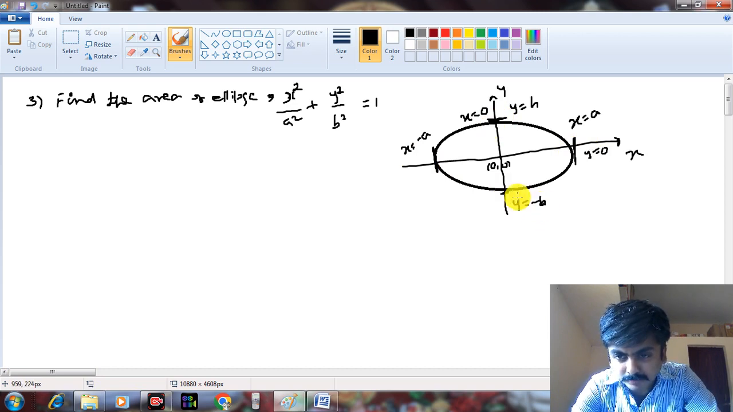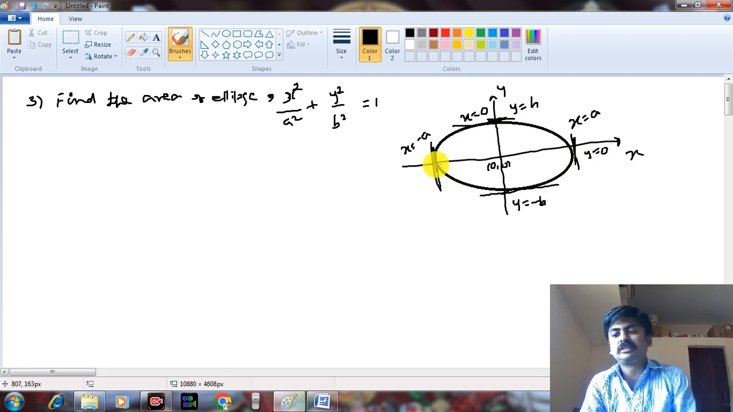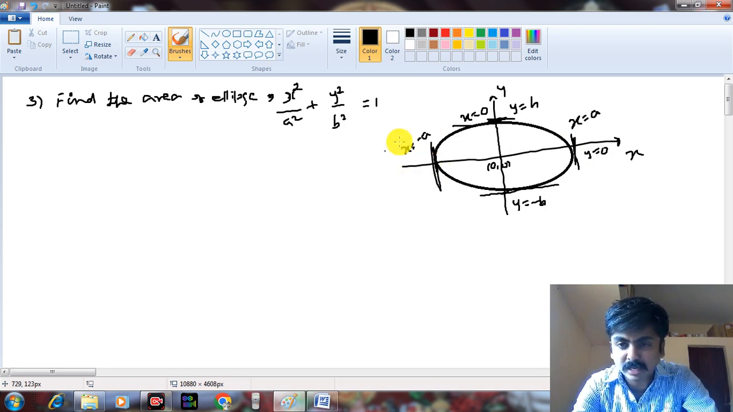If I draw a line here, this line is y equal to minus B. If I draw a line here, this line is y equal to plus B. If I draw a line here, this line is x equal to A. If I draw a line here, this line is x equal to minus A. So these are the fundamental things you have to keep in mind. One more thing: if you want to find the area of ellipse, what will be the area of ellipse?